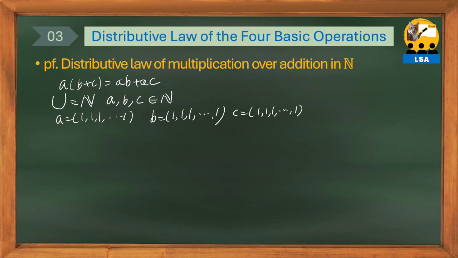You understood, right? First, I will set b plus c as d. Then, since the operation is closed, d becomes a natural number. I will do the proof by deriving the right side from the left side. The left side can be written as a times d.